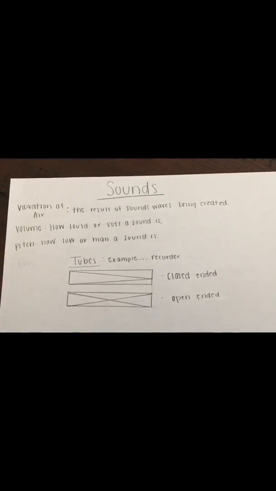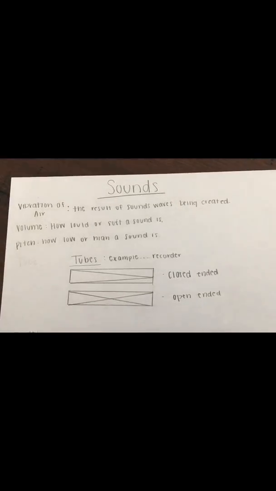Sound is the vibration of air, the result of sound waves being created. Volume is how loud or soft the sound is. Pitch is how low or high the sound is. For the tubes, examples of them are the closed-ended, like the water bottle with the closed end, and the open-ended, with the water bottle that has the open end.